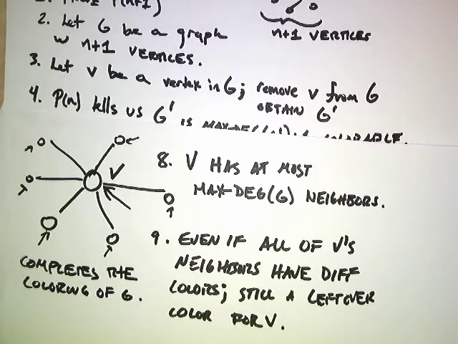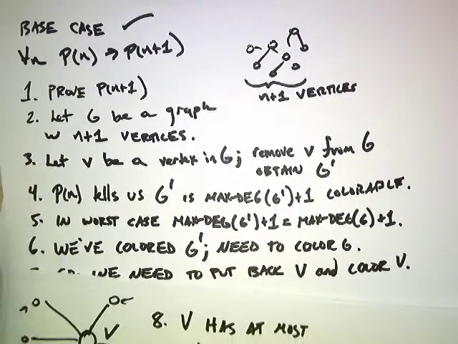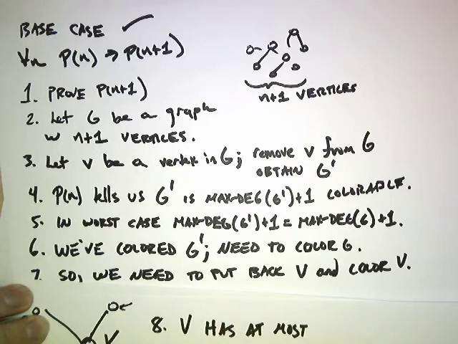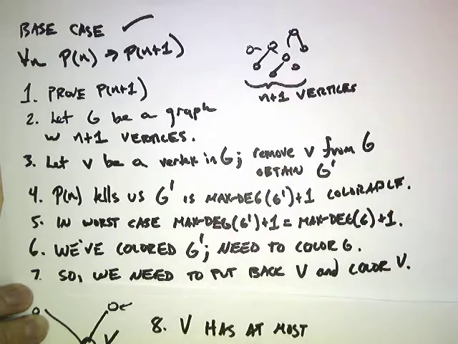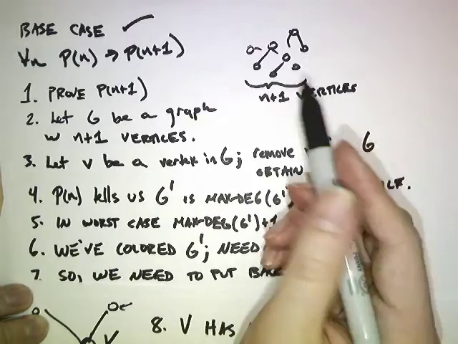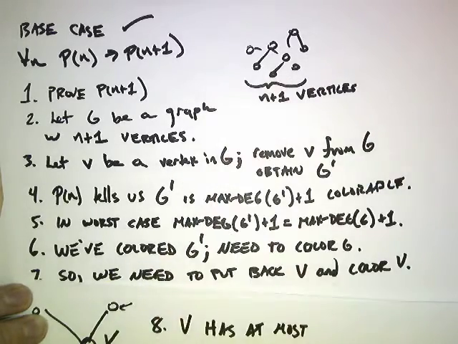Let me go through the proof just one more time. The high-level idea is we're given a subroutine to color a graph on n vertices. We want to color one on n plus 1 vertices. So we're going to take a graph on n plus 1 vertices, rip out a vertex, color the remaining subgraph on n vertices using induction, and then put that vertex back in, and we have enough colors to recolor that one vertex that we had ripped out.